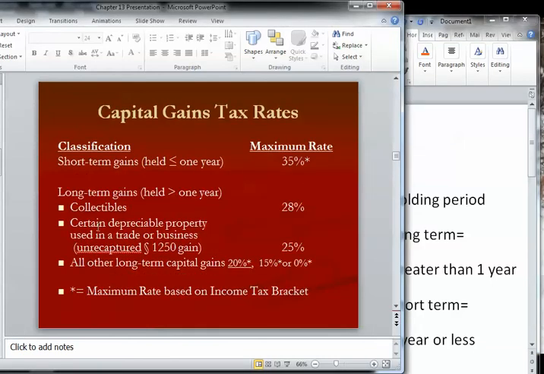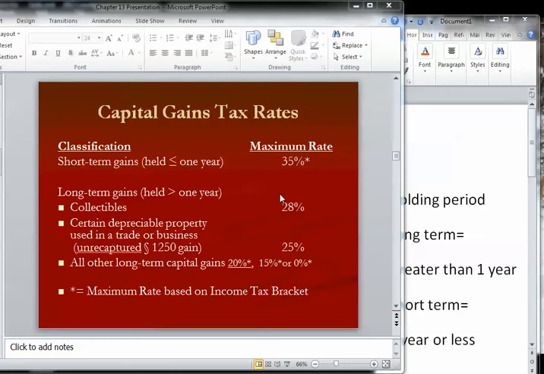Why the netting process is important to get long-term and short-term treatments is primarily because of the differing tax rates on our assets. So short-term capital gains apply when the asset's being held one year or less, so it could be exactly one year. And it's going to be based on the tax rate of the taxpayer. So whatever your marginal tax rate is, if you include this gain, it'll be taxed at that marginal tax rate.